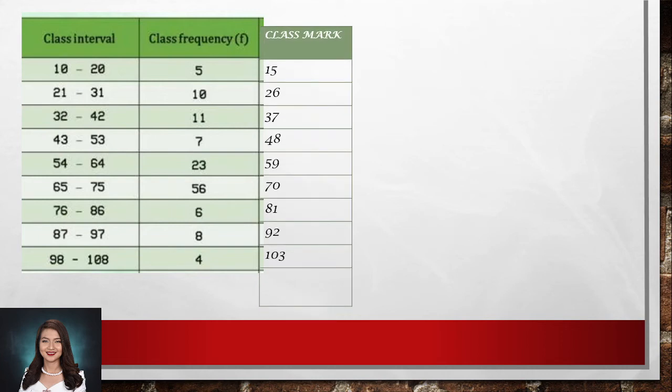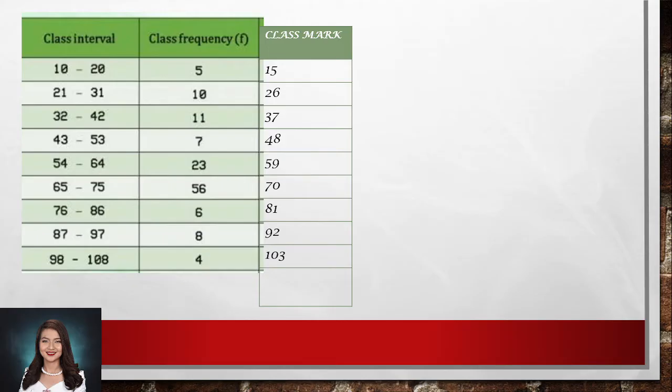21 plus 31 divided by 2, we get 26. 32 plus 42 divided by 2, we get 37. 43 plus 53 divided by 2, we get 48. 54 plus 64 divided by 2, we get 59. 65 plus 75 divided by 2, we get 70. 76 plus 86 divided by 2, we get 81. 87 plus 97 divided by 2, we get 92. 98 plus 108 divided by 2, we get 103.